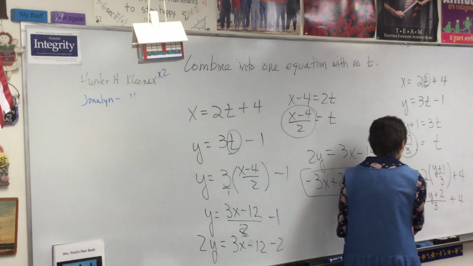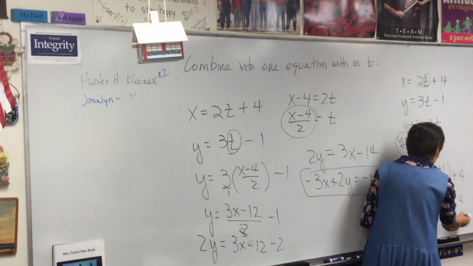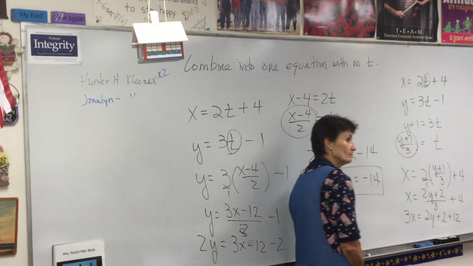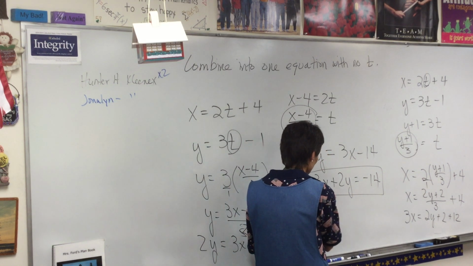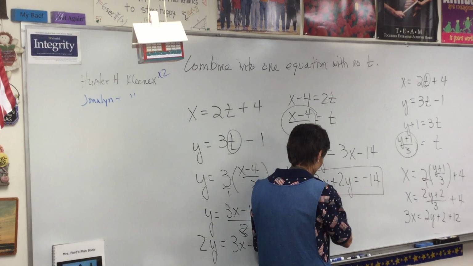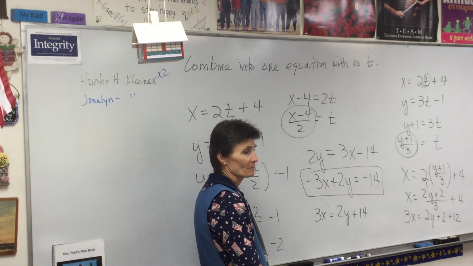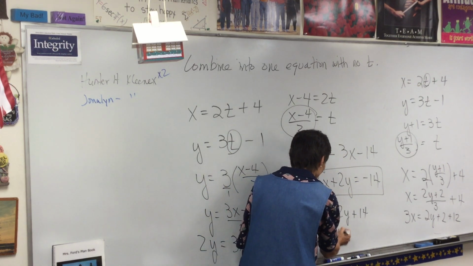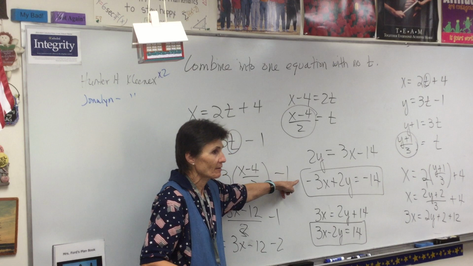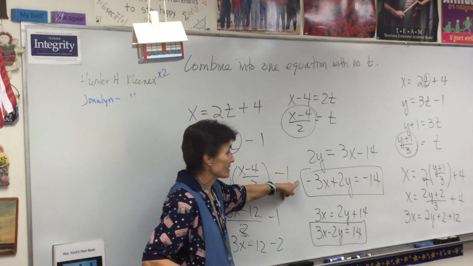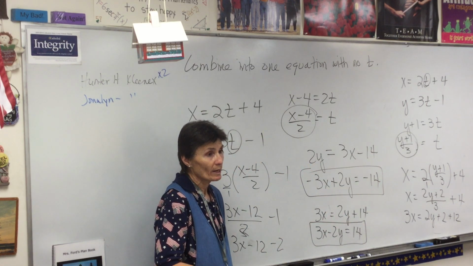Multiply by 3, so I have 3x. This cancels, but I take that times 3, so I get 12. Uh-oh, you see what's going to happen? So I have 3x equals 2y plus 14. And if I move over the 2y, is that the same equation that I got the first time? Yes. Just the signs are different. I just divide everything by -1, and they'll be the same equation.